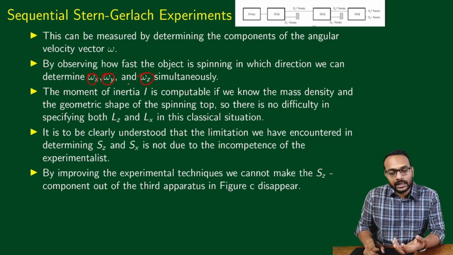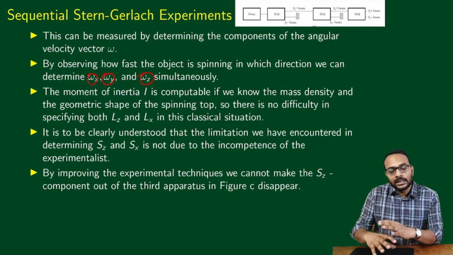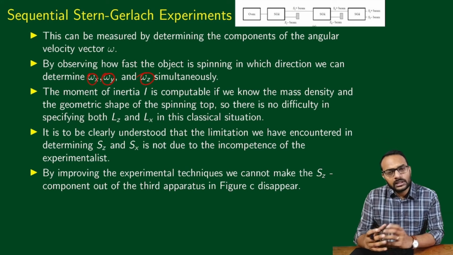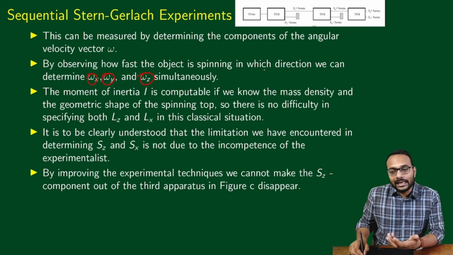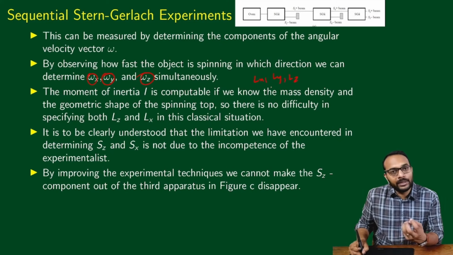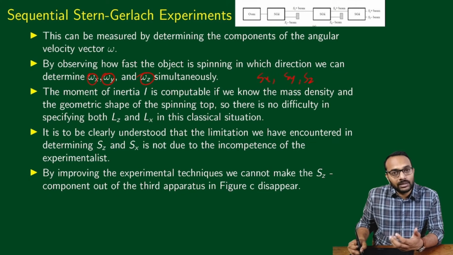Now, if you know omega x, omega y, and omega z, you can also find the moment of inertia depending on the geometric shape of the spinning top. You know how to calculate the moment of inertia; it has a definite moment of inertia. You can also find Lx, Ly, and Lz, or the spin of the top. You can find Sx, Sy, and Sz simultaneously.